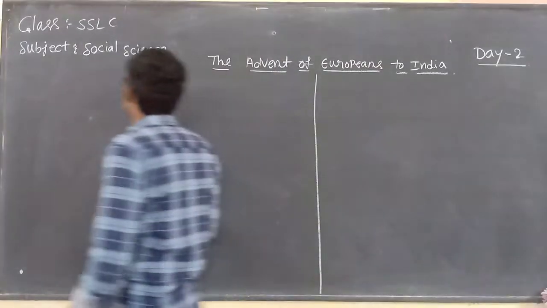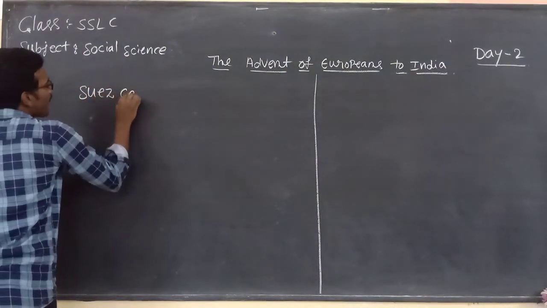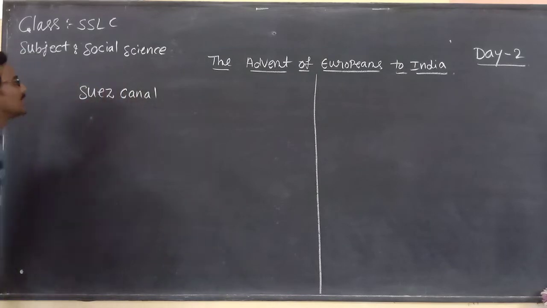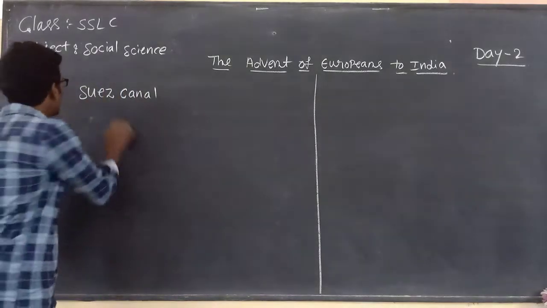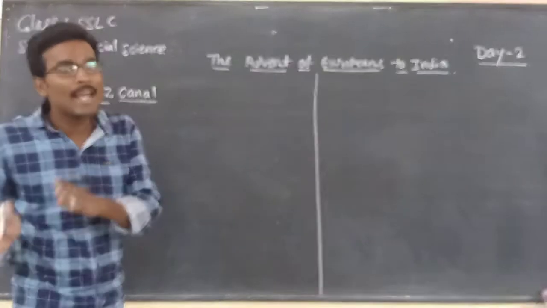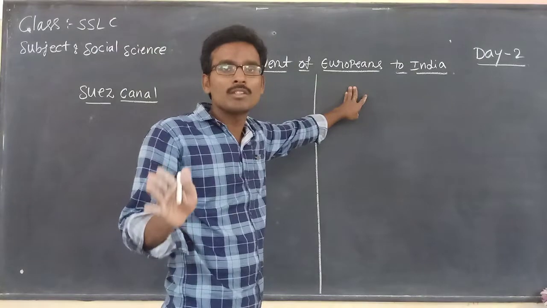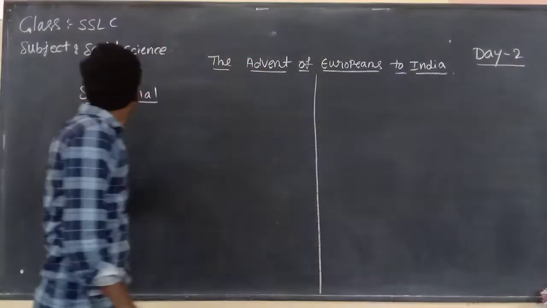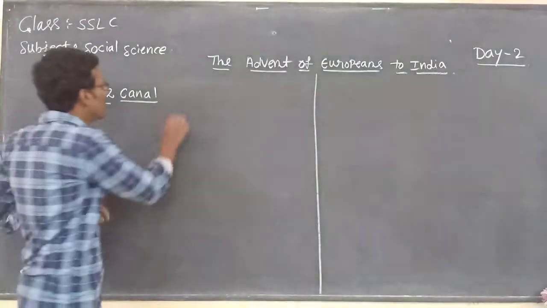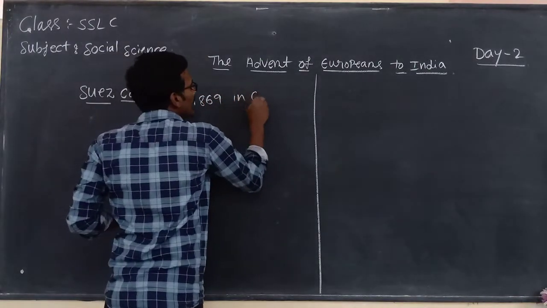First one will be Suez Canal. Why do we need to discuss the Suez Canal in the arrival process of the Europeans? Here, the Suez Canal was built in the year 1869 in Egypt.